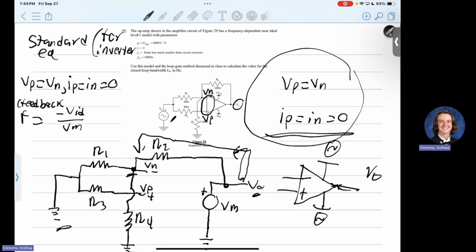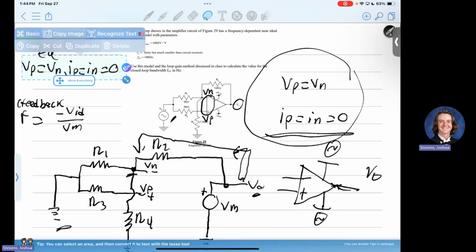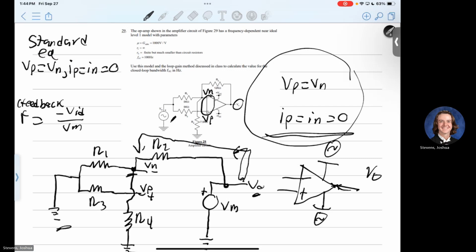Yeah. The top two, the VP equals Vn and IP equals In equals 0, apply to all op-amps, not just inverting. Those are parameters. Those are rules you live by. No question. The VP equals Vn and IP equals In equals 0. That exists in the name of op-amps.